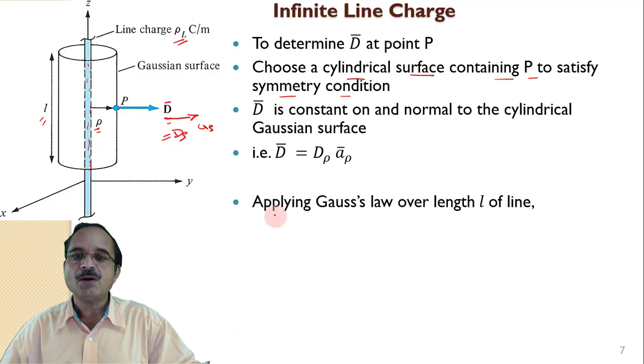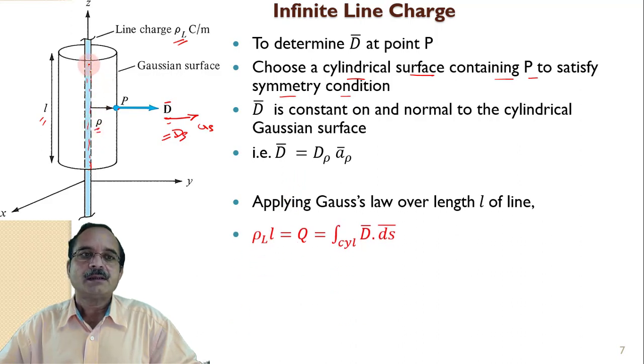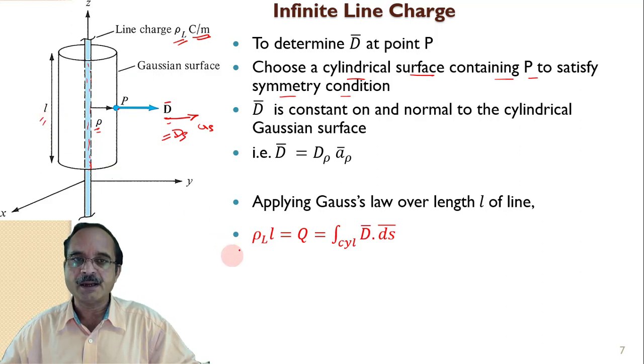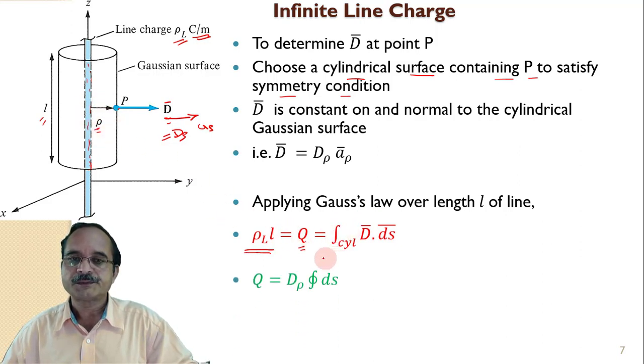Now applying Gauss law over the length L of the line. Since this line charge has a line charge density of rho L in coulomb per meter, multiplying this by the length of the cylinder gives me the total charge enclosed inside the cylinder, and let us suppose it is equal to Q. So as per Gauss law, it is the surface integral of D dot ds over the entire surface. Now let us evaluate this.